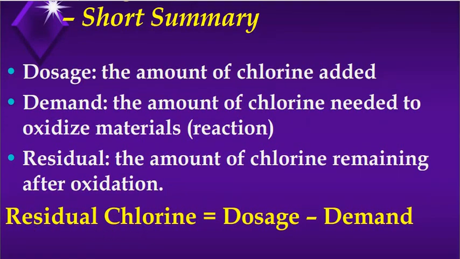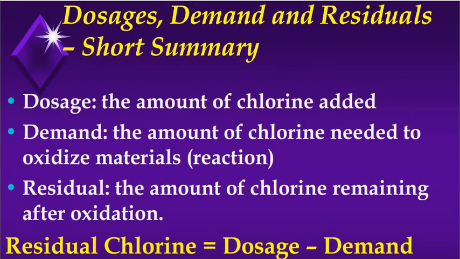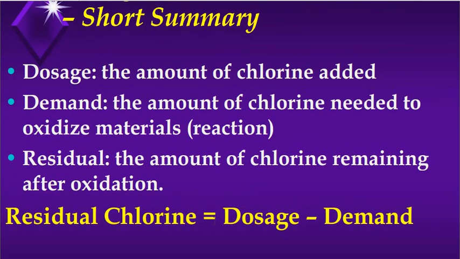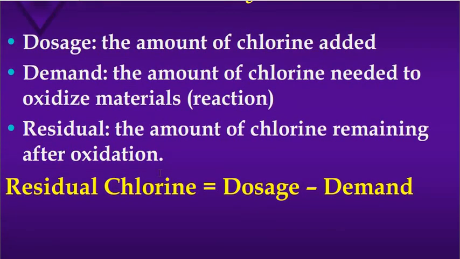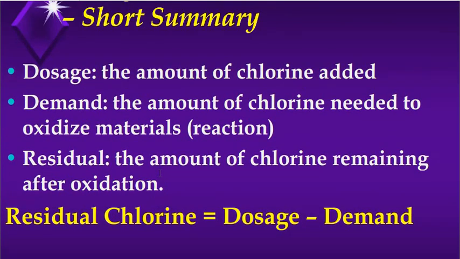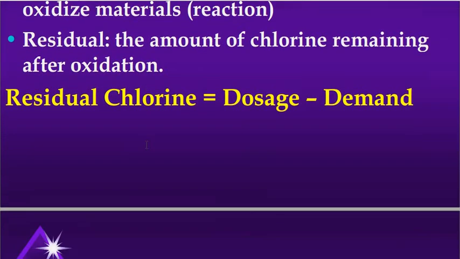So this is the relation between the dose, demand and residual: the residual chlorine is equal to dose minus demand. So how much we have added, how much is consumed, and what is left is the residual chlorine. This is the basic relation between the chlorine demand, chlorine dose and residual chlorine. So this is the kinetics of chlorination, how the chemistry of chlorination takes place and why it is necessary. Now I am moving further.